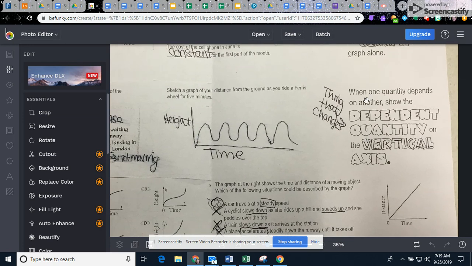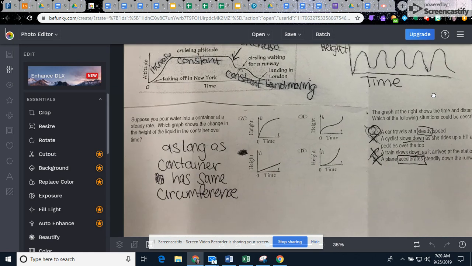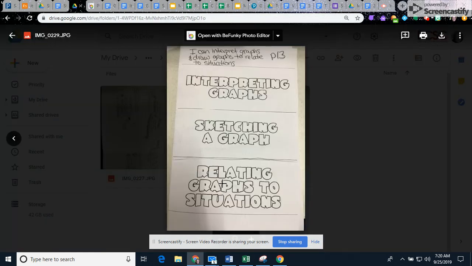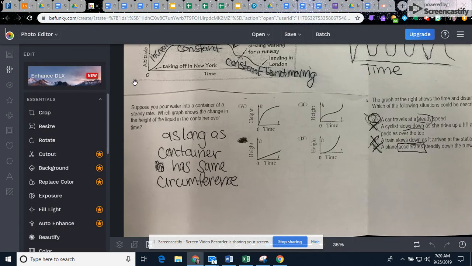And then a little note for you. When one quantity depends on another, the dependent quantity goes on the vertical axis. So we have talked about that a lot this year. But the dependent quantity, that's the thing that's changing. It's what depends on the x value. Okay? Looking down here, if you look at your third tab, it says relating graphs to situations. So this is going to be huge to be able to tie into the project.